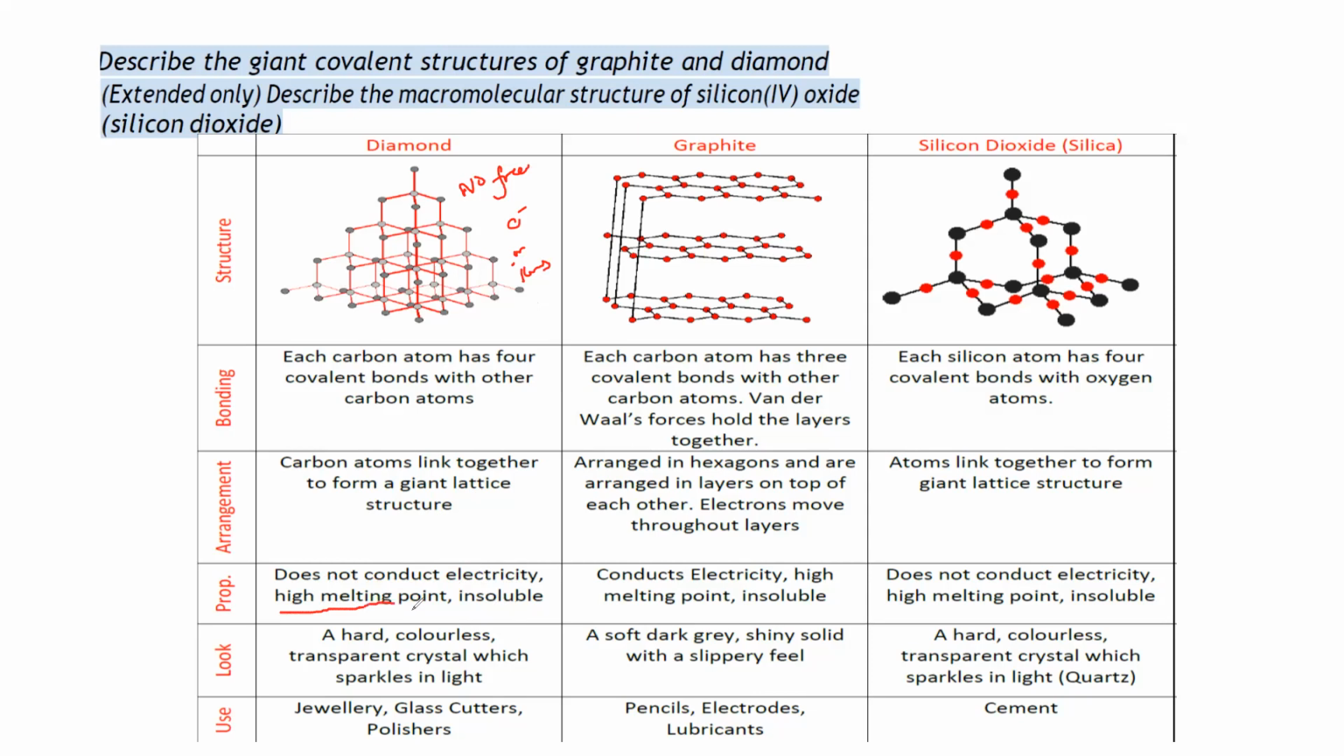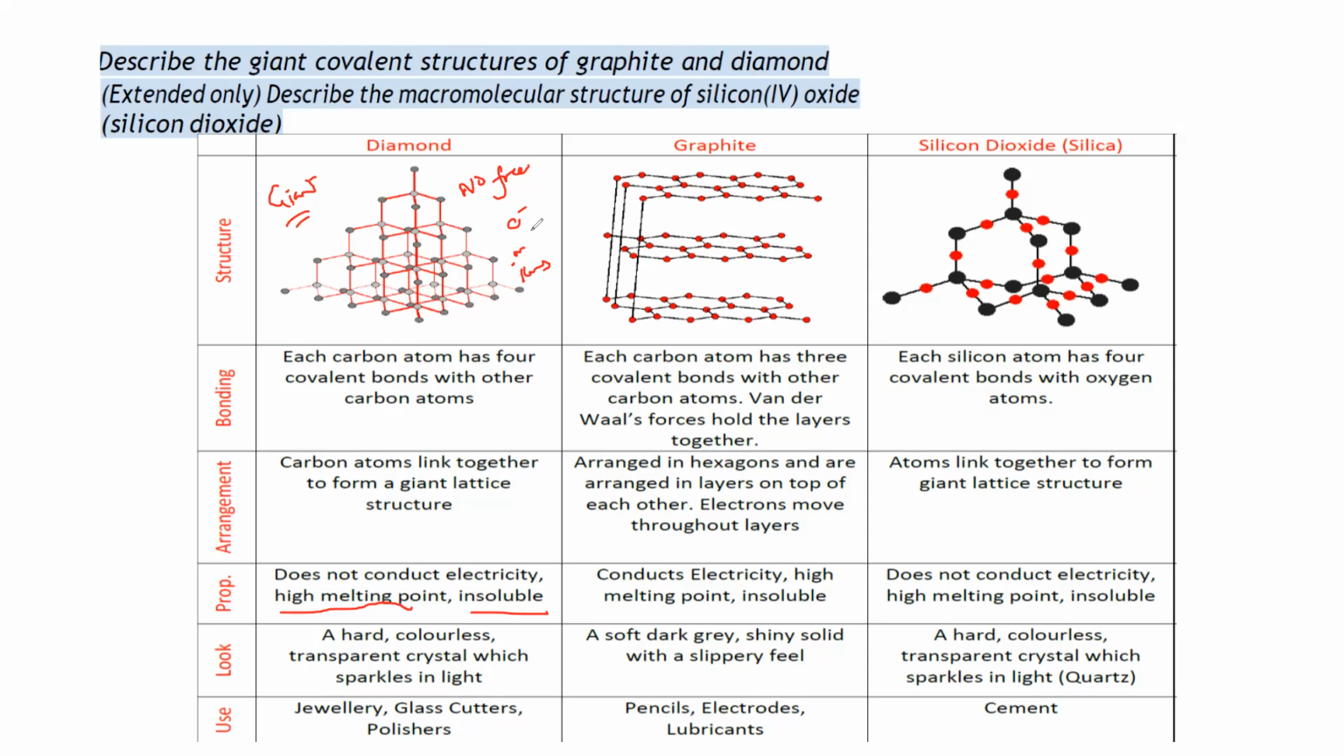Why does it have a high melting point? Whenever the structure is a giant, it will have a high melting point. You need a lot of energy to separate these atoms from each other. So it will have a high melting point. And insoluble in water, because these are covalent substances and covalent substances do not dissolve in water.